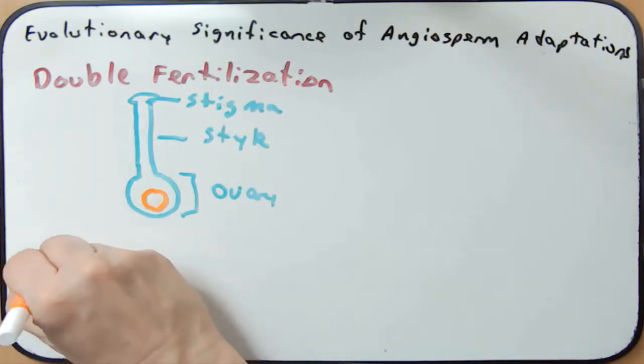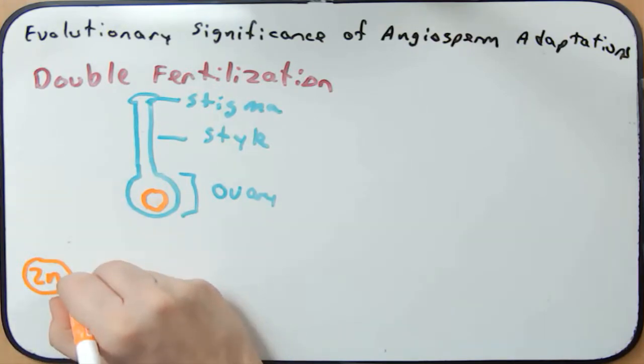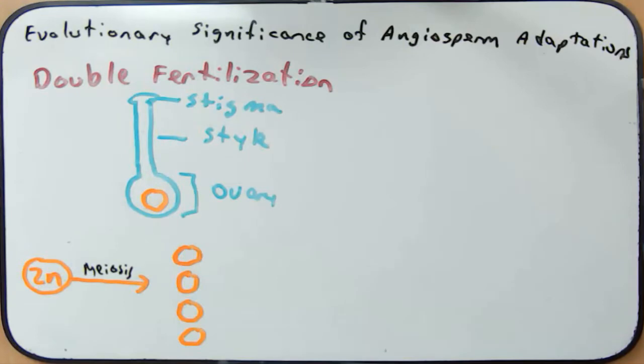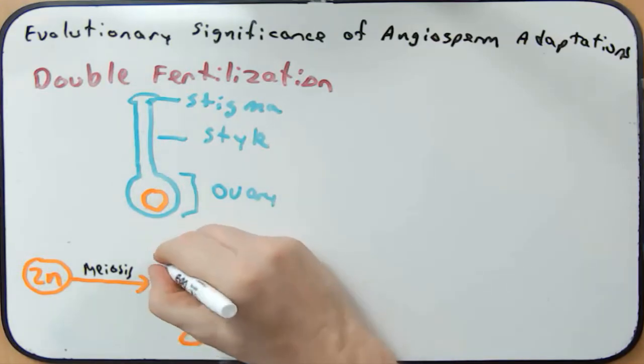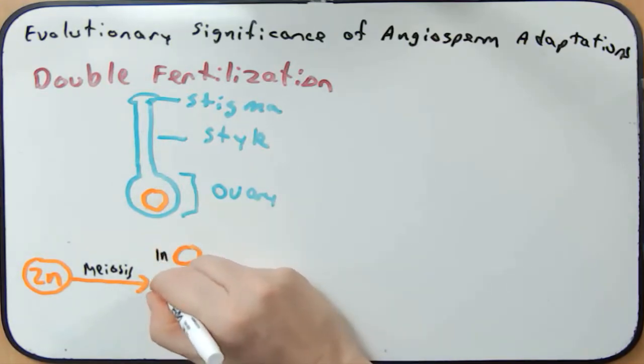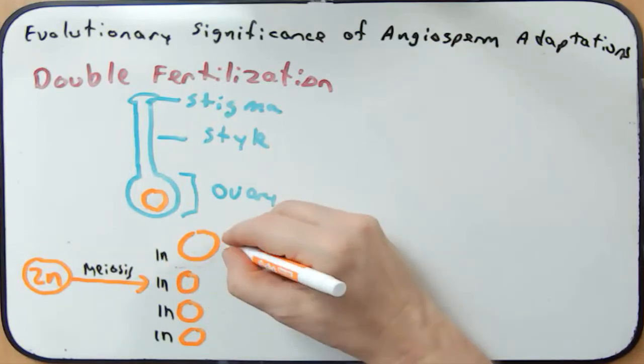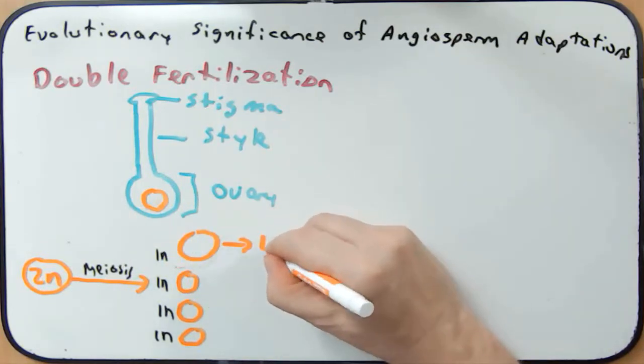So it starts off as a 2N cell during development, and it will go through meiosis to produce 4 haploid cells, 4 cells that are each 1N. Now, during this process of meiosis, of going from a diploid cell to these 4 haploid cells, it's important to note that it's not an equal distribution, meaning that one of these cells will be much larger. And ultimately, this is going to develop into the egg.